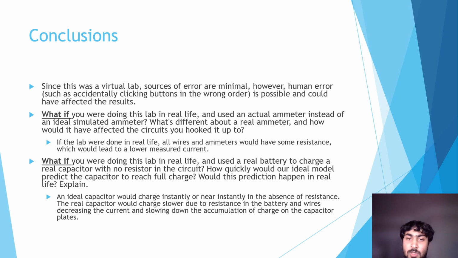Conclusion. Since this was a virtual lab, sources of error are minimal. However, human errors such as accidentally clicking buttons in the wrong order are possible and could have affected the results. For the first what-if question, if the lab were done in real life, all wires and ammeters should have some resistance, which would lead to a lower measured current. For the second what-if question, an ideal capacitor would charge instantly or near instantly in the absence of resistance. The real capacitor would charge slower due to resistance in the battery and wires decreasing the current and slowing down the accumulation of charge on the capacitor plates.